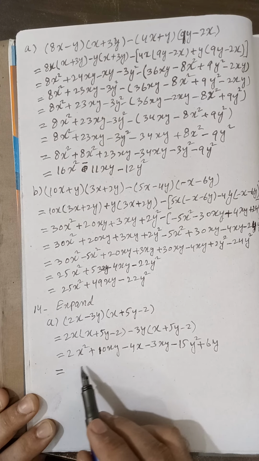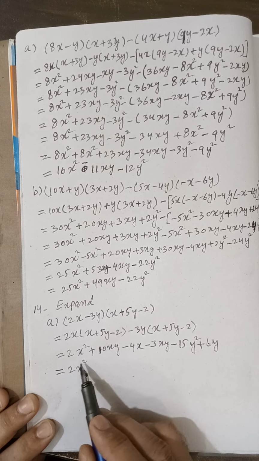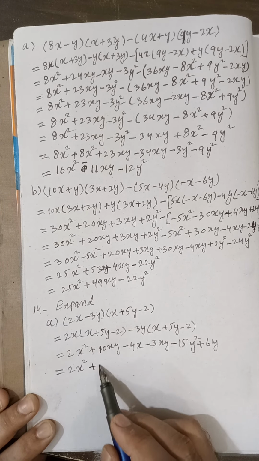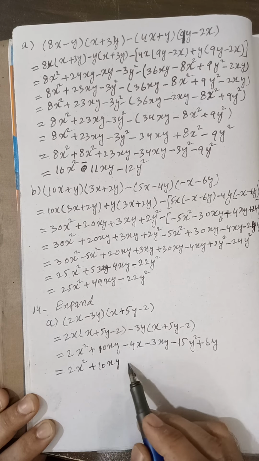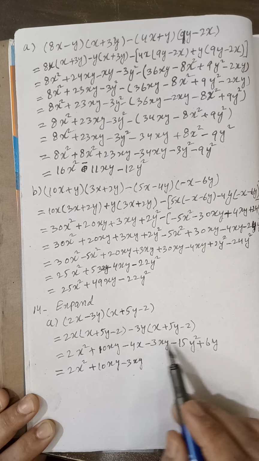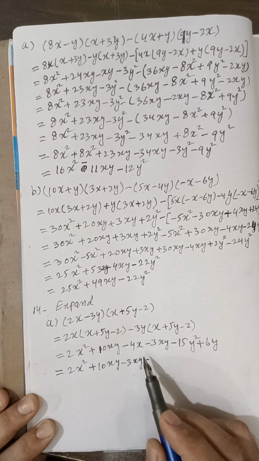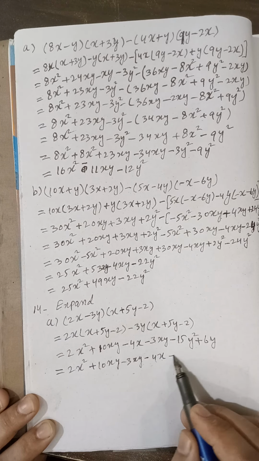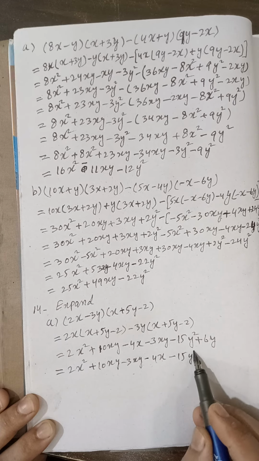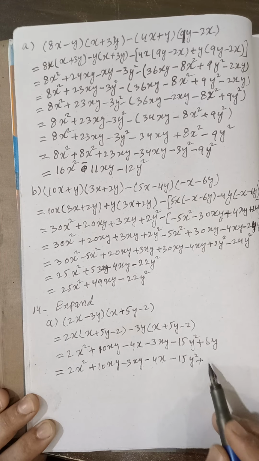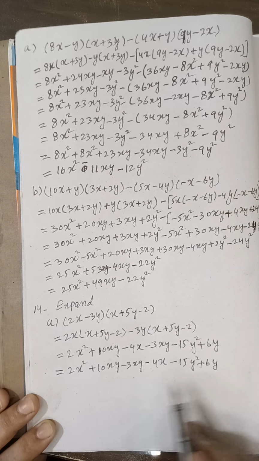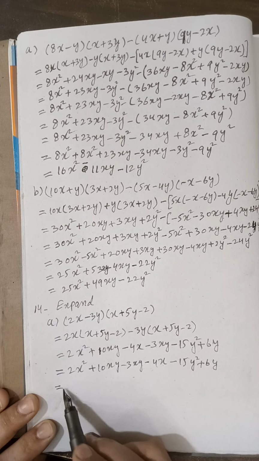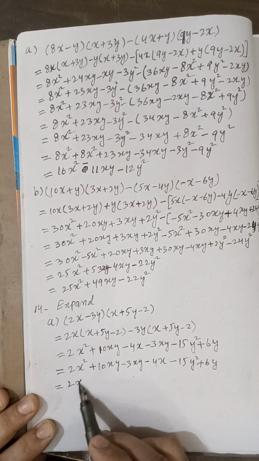Now you will arrange the similar terms. 2x square, x square is only a single term, then this plus 10xy, and then minus 3xy. Then there is minus 4x, and only the last terms are 15y square, sorry, then also 6y. 1 2 3 4 5 6, 1 2 3 4 5 6. The number of terms is the same. We are doing right.